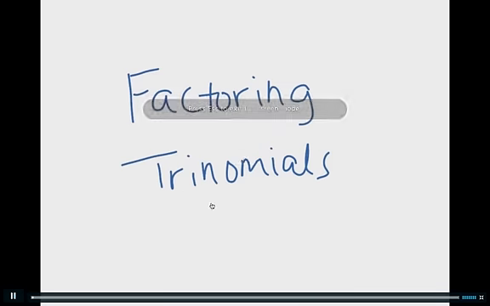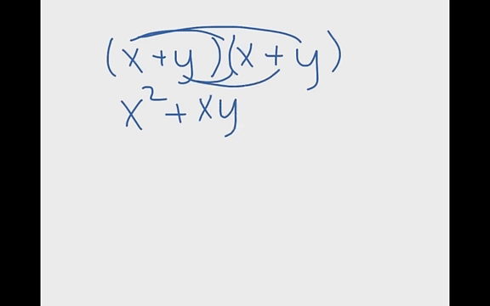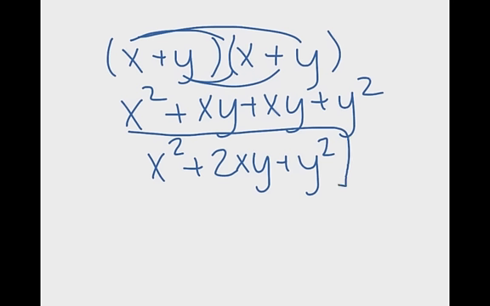Today's lesson is on factoring trinomials. If you remember from a few sections ago, we started out with two sets of parentheses, and we used FOIL, or we distributed, to get an expanded expression. And then we would combine our like terms, and we would end up with the expanded expression.